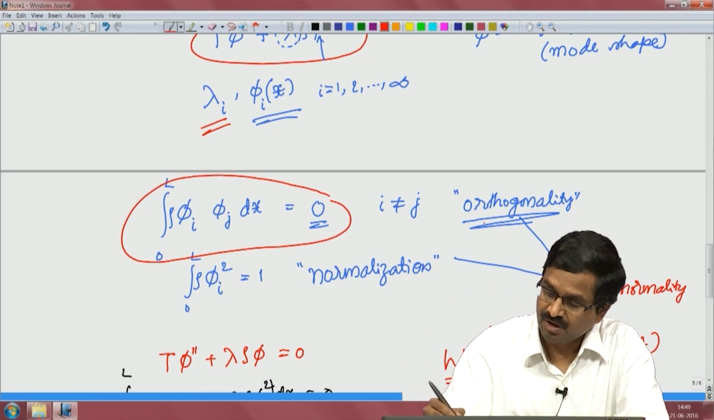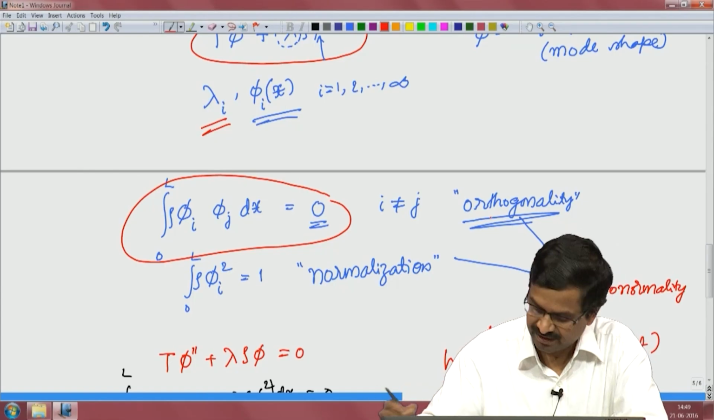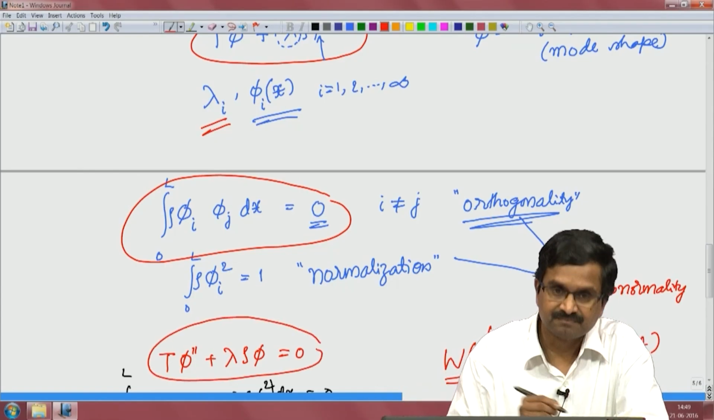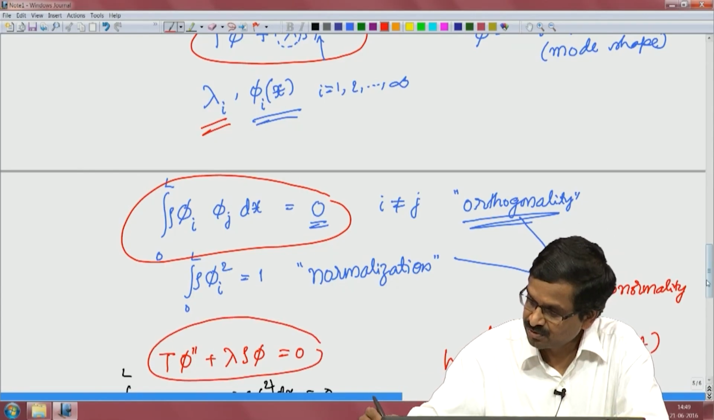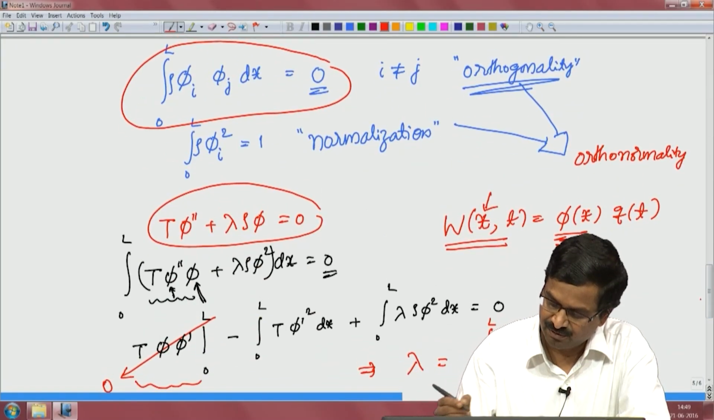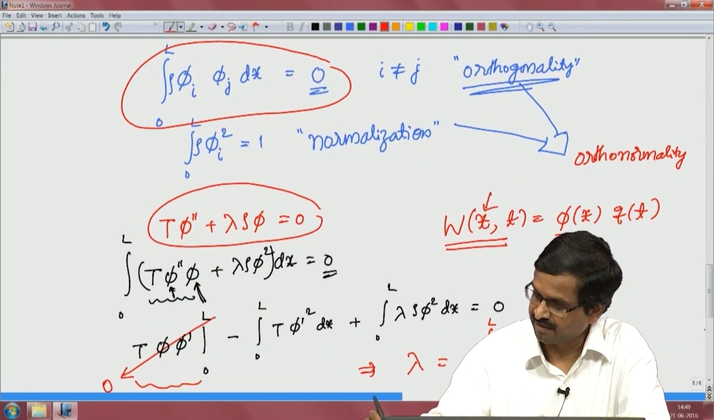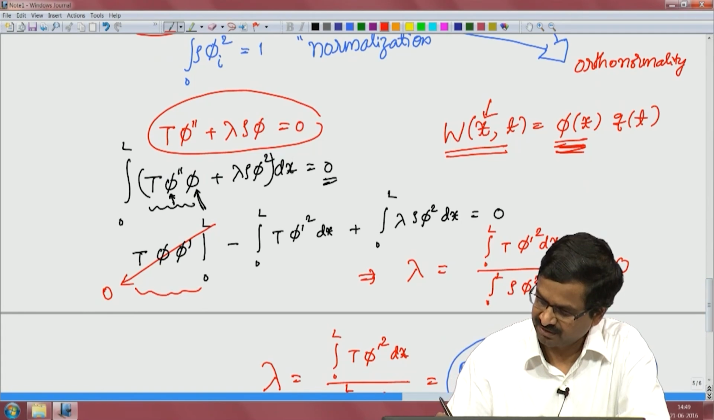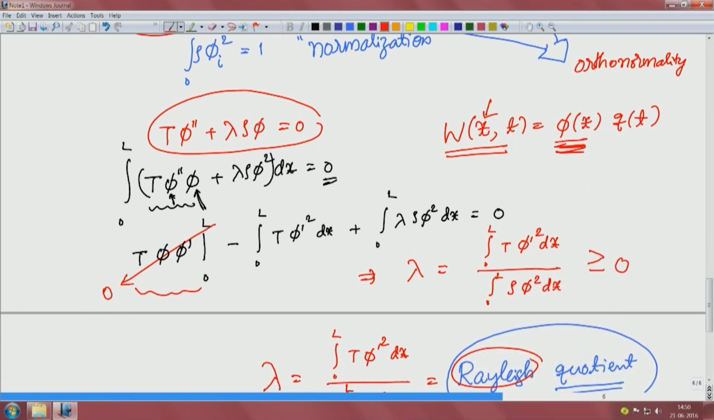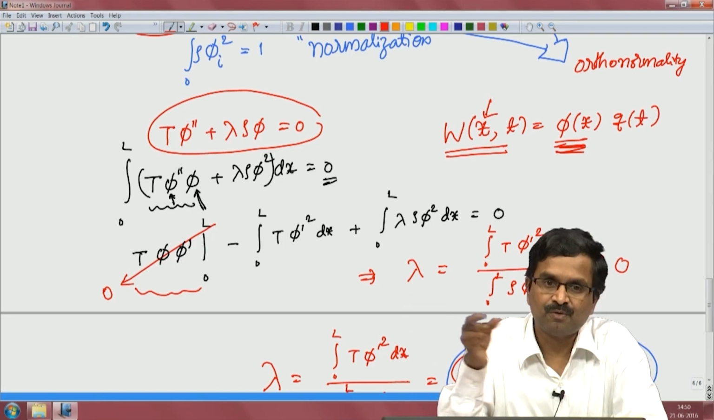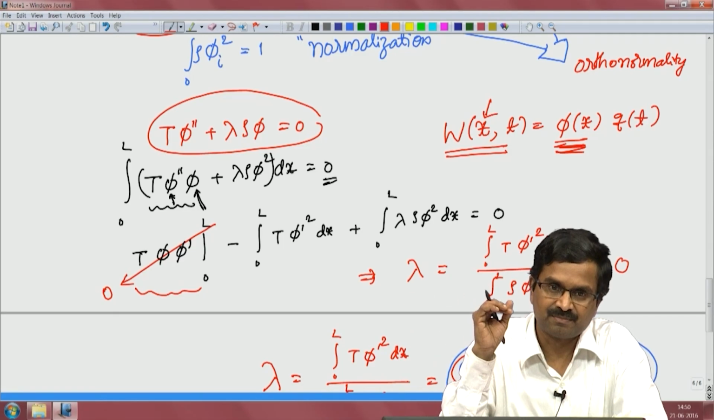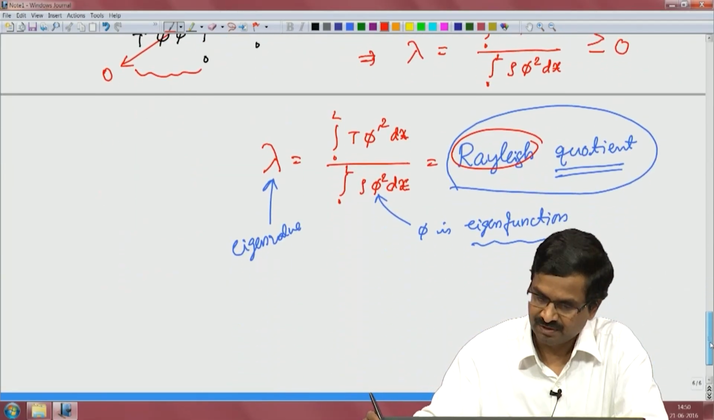Now, let us prove how this orthogonality comes. Our starting point again is this equation, and our trick is almost the same. The trick is what we did to prove that lambdas are always non-negative, and to define the concept of the Rayleigh quotient. What we did was we multiplied by phi and integrated. This is one trick that you should remember in this topic. When you have an equation, you multiply the whole equation by something, integrate from 0 to L, and then see what happens.